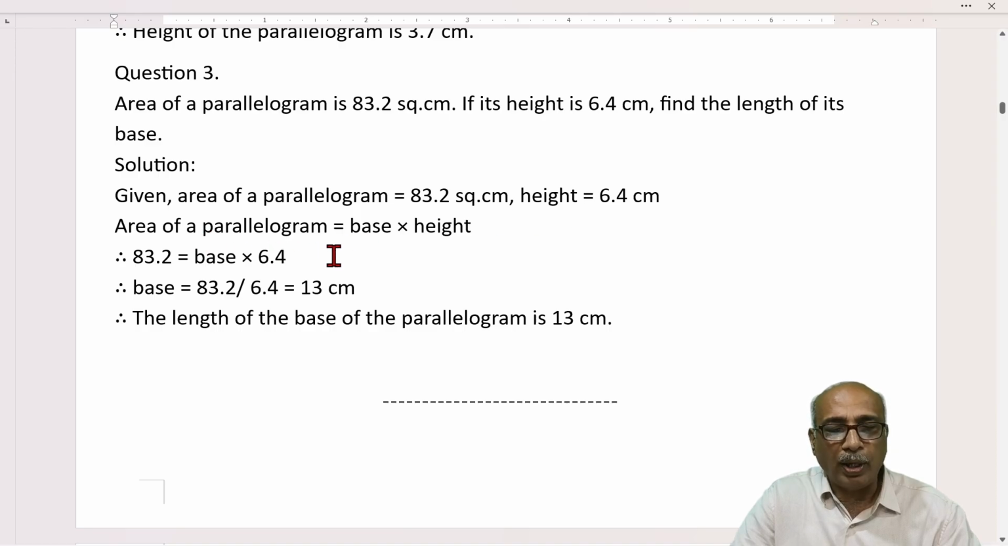Therefore, area of parallelogram equals base into height. Therefore, 83.2 equals base into 6.4. Therefore, base equals 83.2 divided by 6.4 equals 13 centimeter. Therefore, the length of the base of the parallelogram is 13 centimeter.